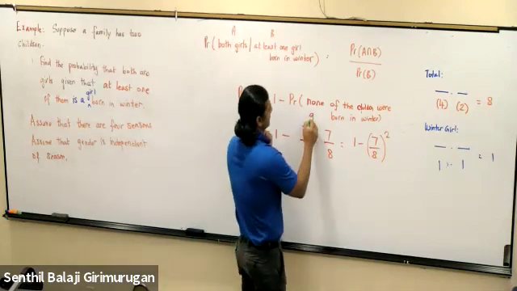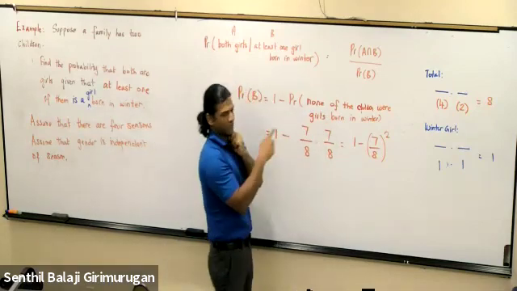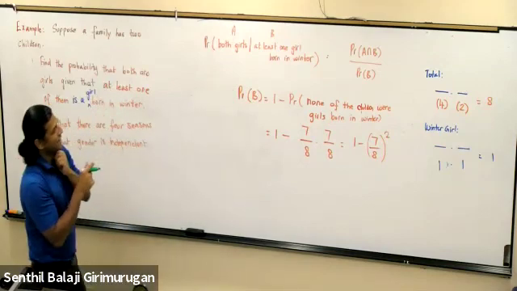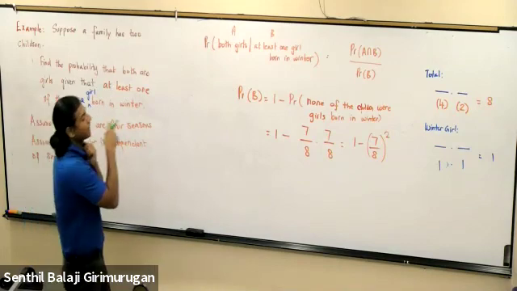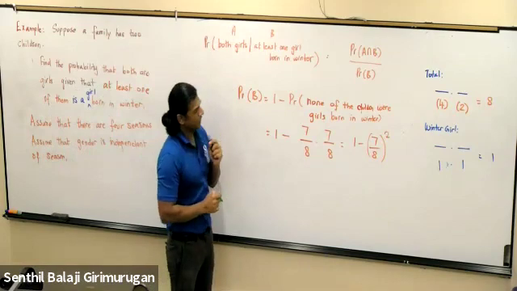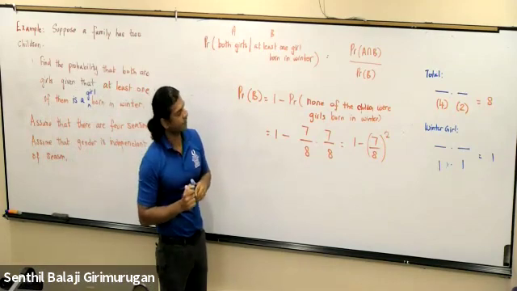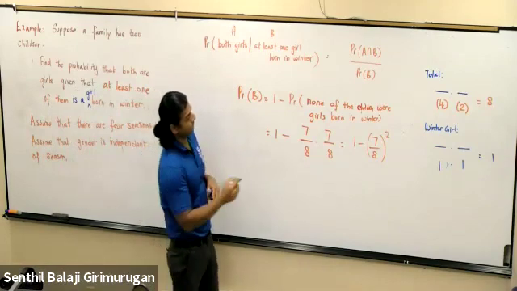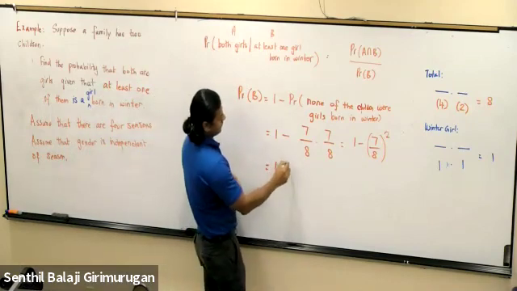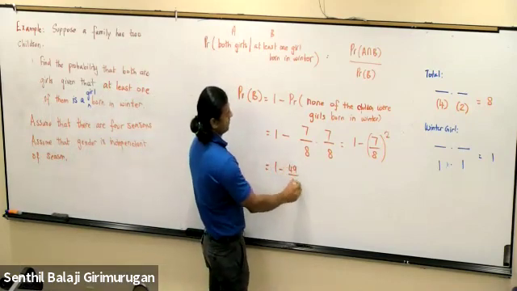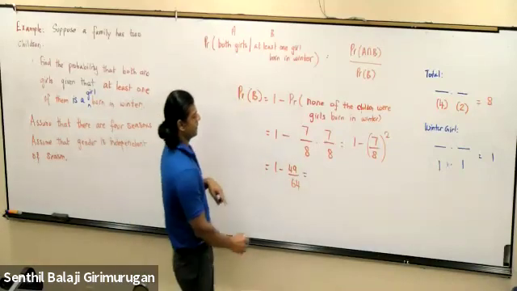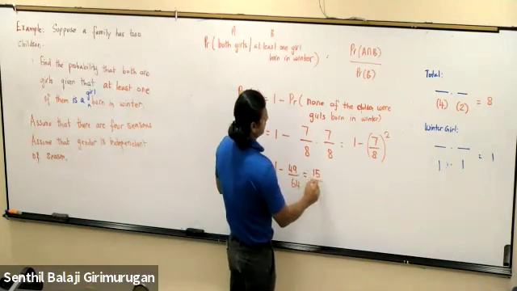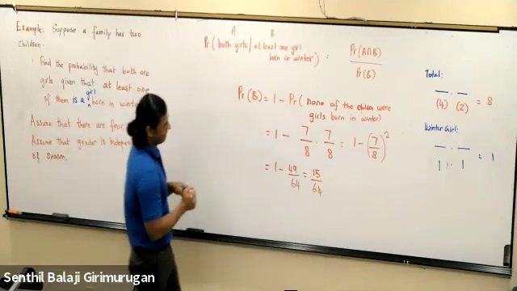Well, I think it's the semantics, but this is what I was trying to say. Semantics do matter in probability, no? Yeah, I agree. So none of the girls were born in winter, none of the children were born. Okay, this is what I was talking about. So 1 minus 49 over 64, which is 64 minus 49 over 64, which would be 15 over 64.